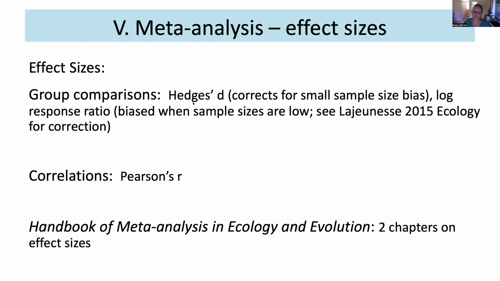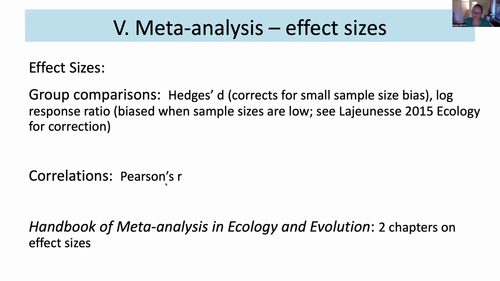There are some benefits to them. Hedges' d corrects for a small sample size bias, which log response ratio does not, unless you do some other things yourself. But Marc Lajeunesse has a really nice paper that includes a correction for that in log response ratio. I've used both Hedges' d and log response ratio. I think they're both really good. Log response ratio has the benefit of being more easily interpreted. So to me, it's a little more intuitive, but I think they're both pretty commonly used.